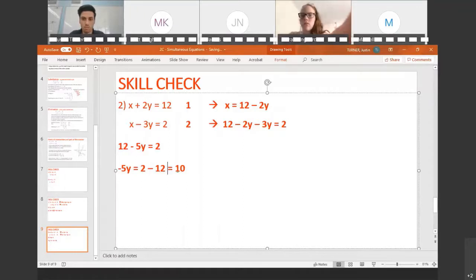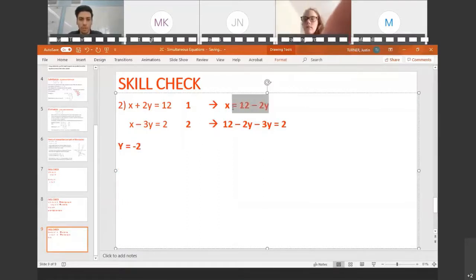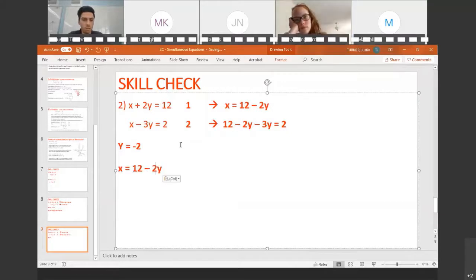Get rid of that. And then I can divide both sides by negative 5. So y is equal to negative 2. That'll be 10 divided by negative 5, which gives you negative 2. Now that we've got our answer for y, as we did before, we can substitute it into this equation, find out x. So instead of y here, I'm going to write negative 2, and I'm just going to solve it. So x is equal to 12.